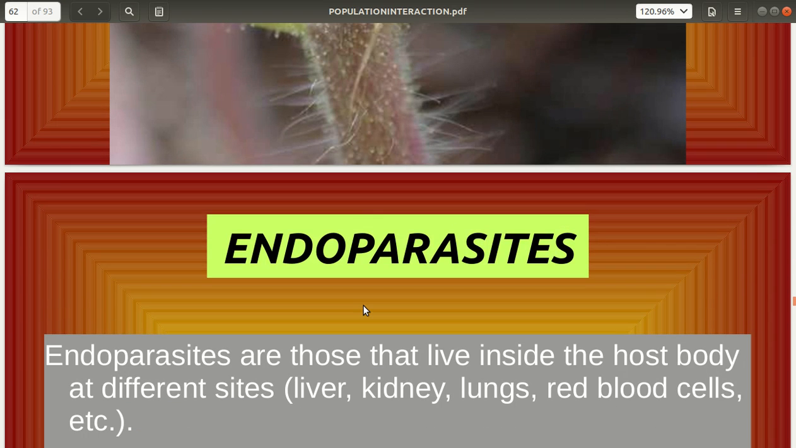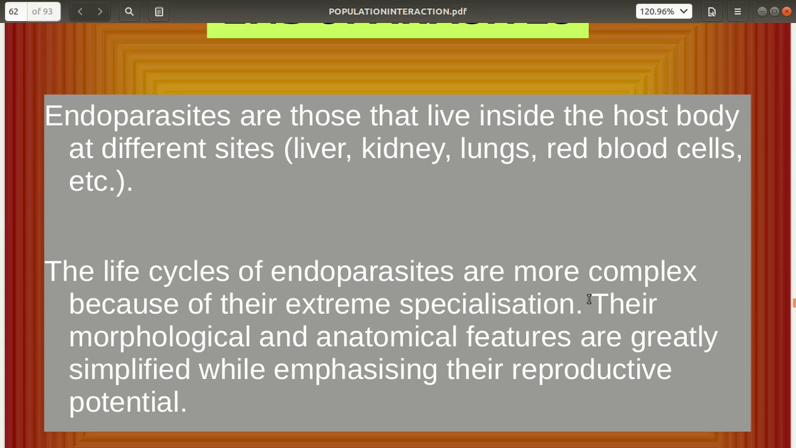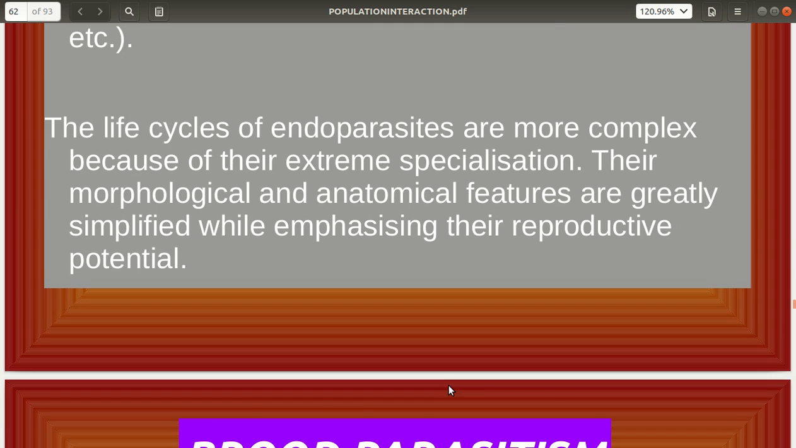So now the next type of parasites which are found within the organism is the endoparasites. Endoparasites are those that live inside the host body at different sites. It can be in liver, kidney, lungs, red blood cells, etc. The life cycles of endoparasites are most complex because of their extreme specialization. So you can notice in Platyhelminthes and Aschelminthes, we have studied about those. Platyhelminthes are hermaphrodites or bisexual, whereas in the Aschelminthes, there is sexual dimorphism, male and females are separate, but they have more than one primary host, so their development is complex. So the morphological and anatomical features of endoparasites are greatly simplified while emphasizing their reproductive potential.